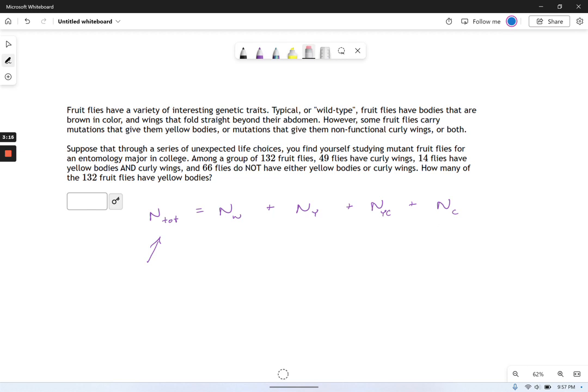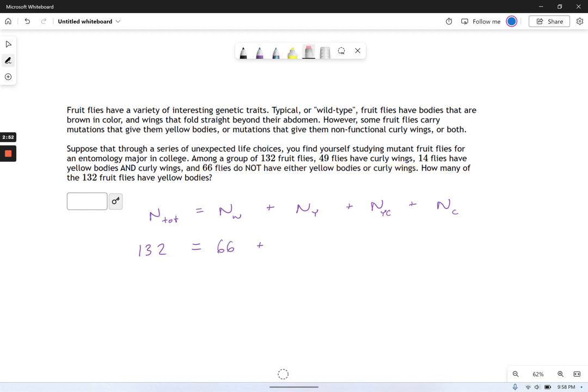Now, what we're going to do is use the information given to us to put these numbers in their right places, and we can sort this out. 132 total fruit flies, so that's right here. Wild type fruit flies, well, can we find that information in here? I think that's this one right here: 66 fruit flies that don't have yellow bodies or curly wings. Okay, so that's going to be 66.